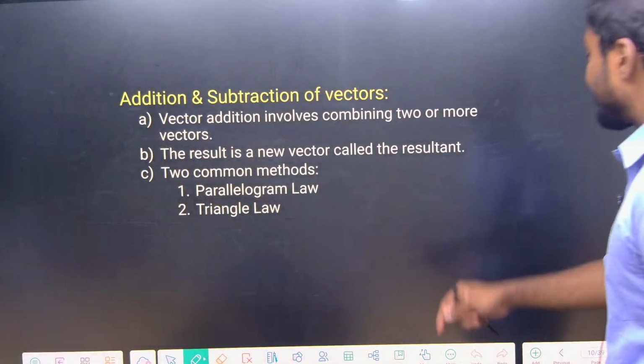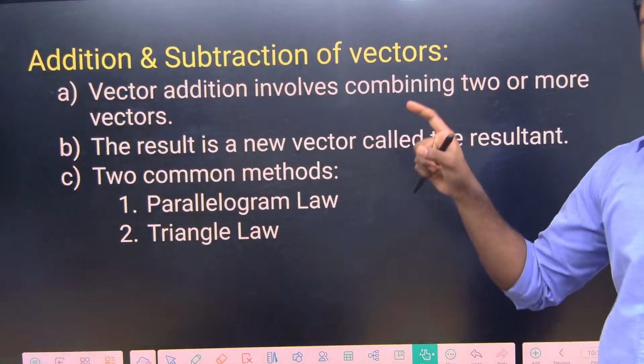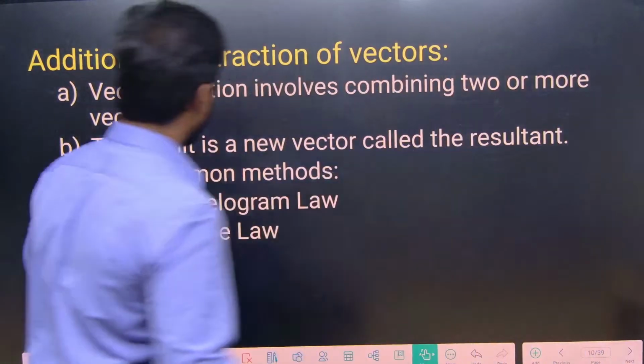Next one is addition and subtraction. Multiplication and division we have seen, sir. Now we will talk about addition and subtraction. Vector addition involves combining two or more vectors.